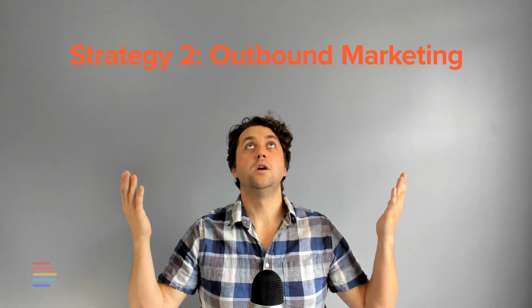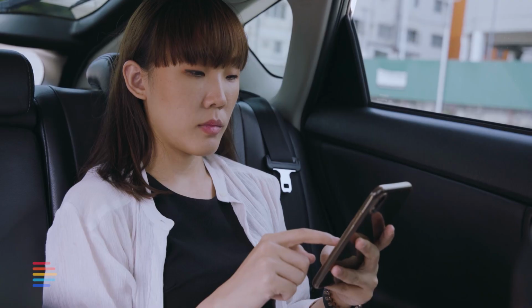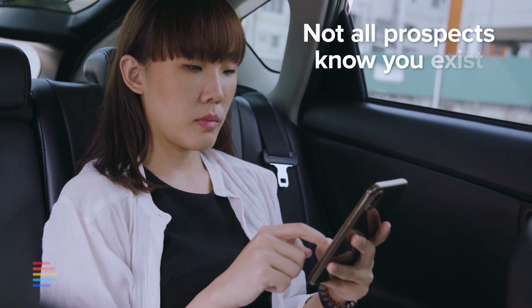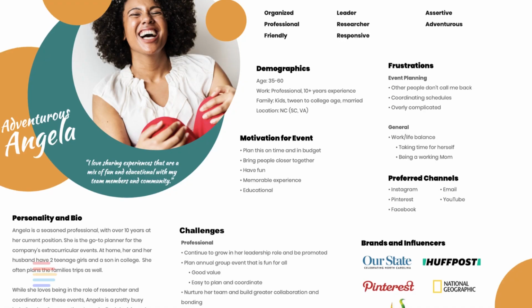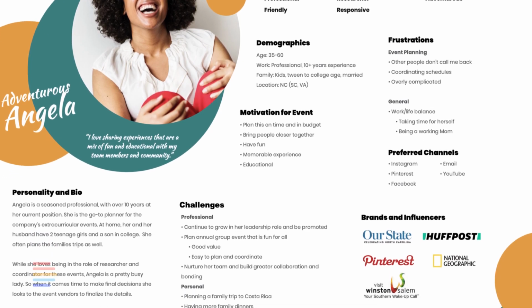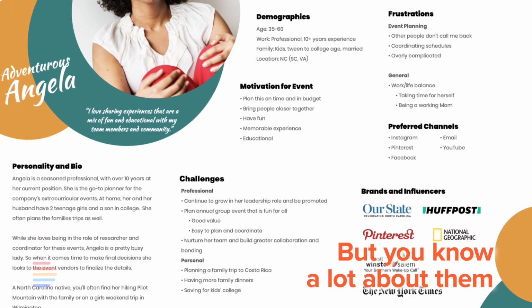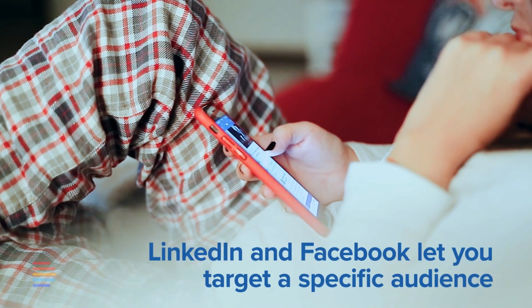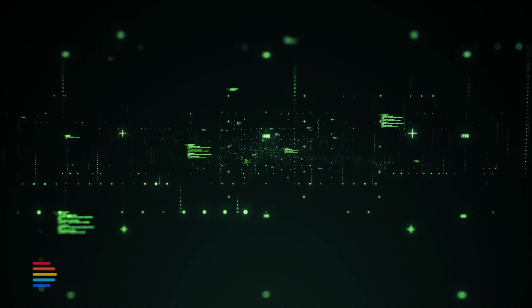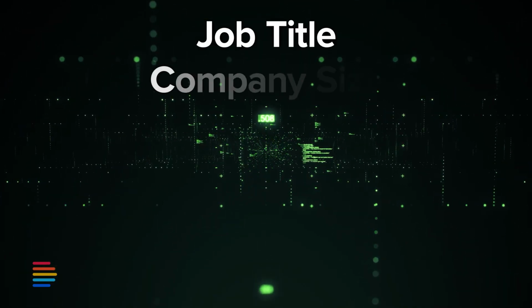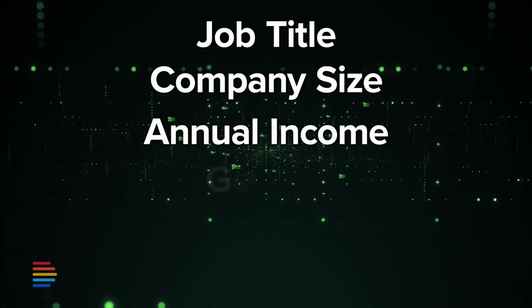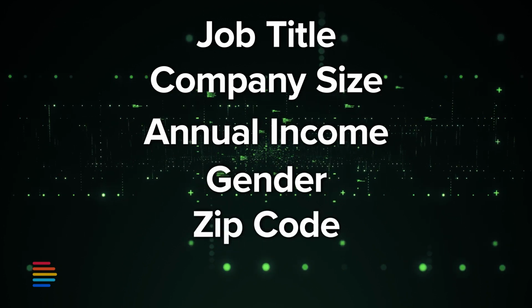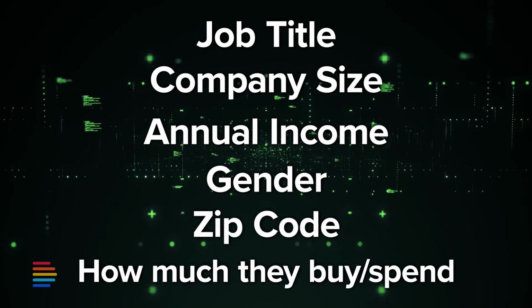Strategy 2. Outbound marketing. Not all prospects are ready to buy your stuff, and a lot more don't even know you exist. But because you've done your due diligence on identifying your target audience, you know a lot about them. Platforms like LinkedIn and Facebook ads allow you to target a pretty damn specific audience. This includes everything from job title to company size, annual income, gender, down by zip code, even how frequently they buy and how much they spend.